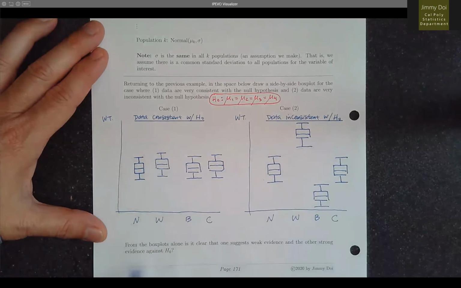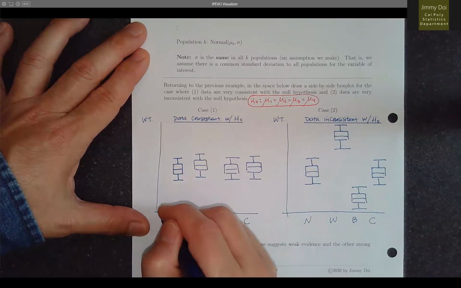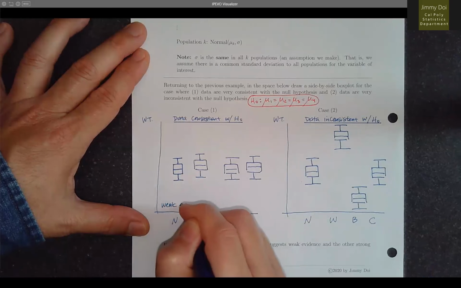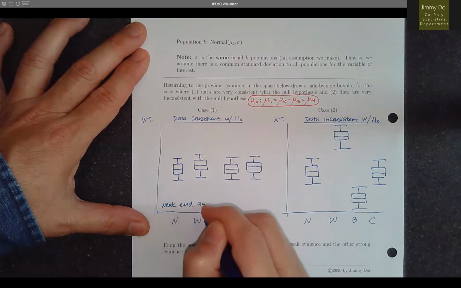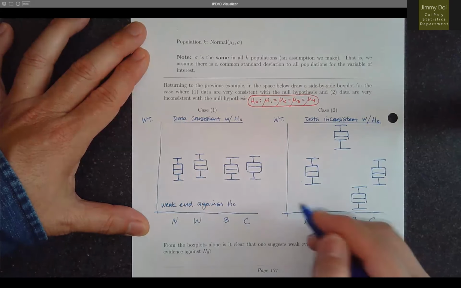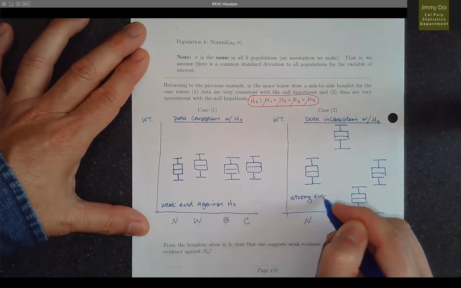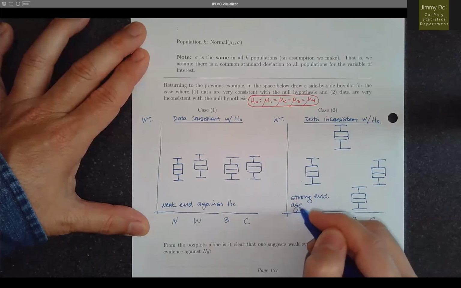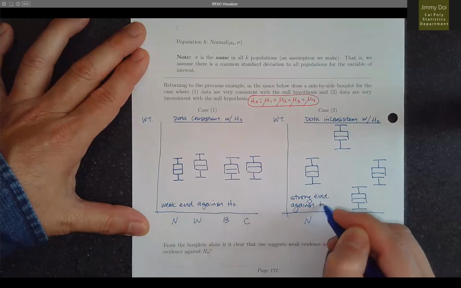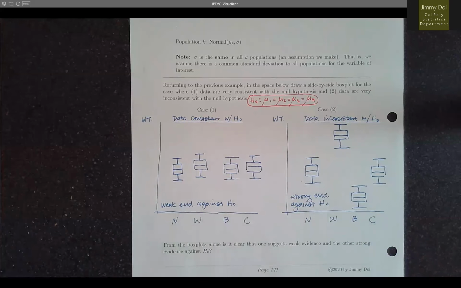I ask a question here. We already know the answer to this. Which one gives weak evidence against the null hypothesis? Which one gives strong evidence against the null hypothesis? Let's write this down over here. This is definitely weak evidence against H0. Please write that down. Whereas this is strong evidence against H0. And we will come back to this picture in a moment.